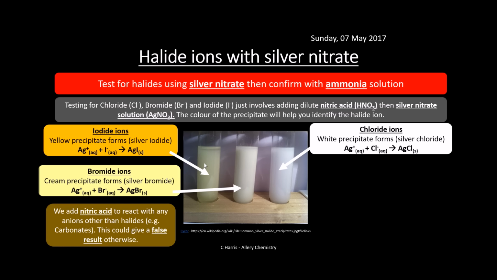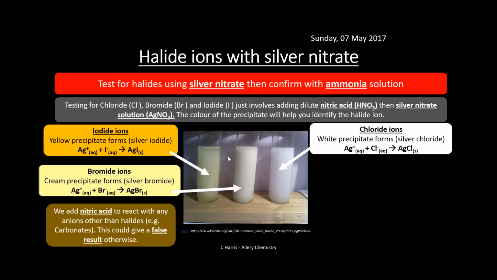The nitric acid bit that we mentioned, it's important that we add this, because it reacts with any other anions, for example carbonates, that could precipitate out as well when they react with the silver. This could give a false result, because we could get silver ions reacting with carbonates and precipitates forming, and we might think we've got a chloride there, but actually we don't, because it's just reacted with an impurity. So we add the nitric acid just to mop up these rogue carbonates that are floating around in the water naturally.